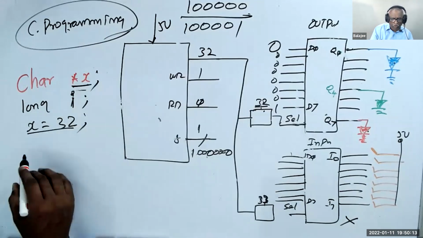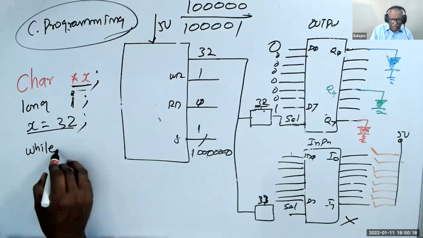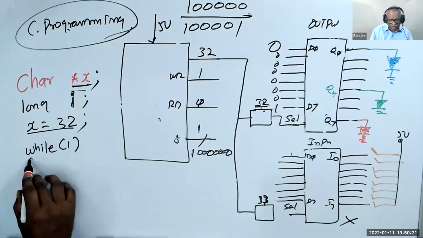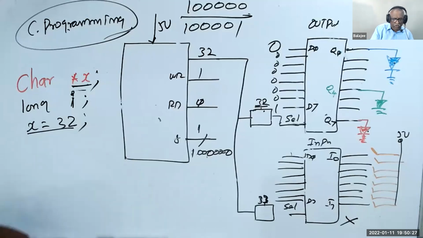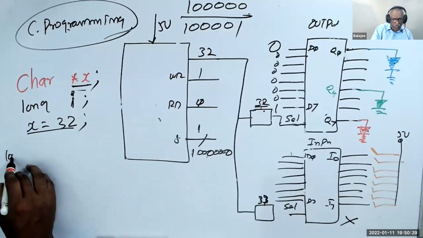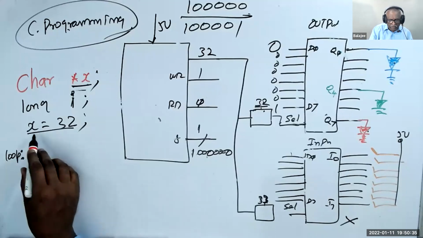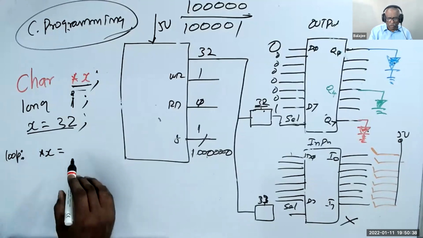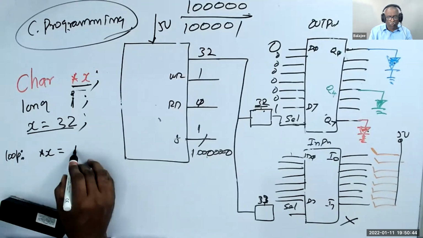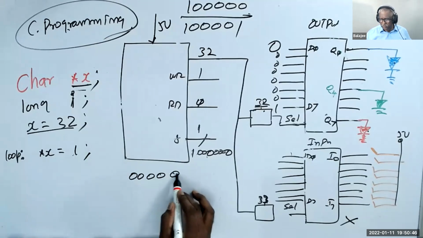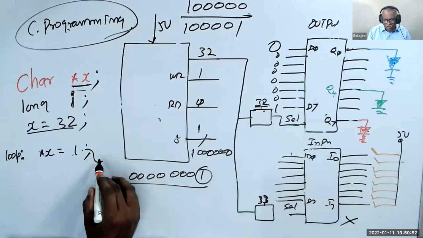Now, see here, while 1. While 1 means always true. Or I can write another easy way. I'll say loop. I'll say now here, *X equal to 0x01, sorry, 1. 1 means 00001. So what happened? Now in this case, blue LED on.